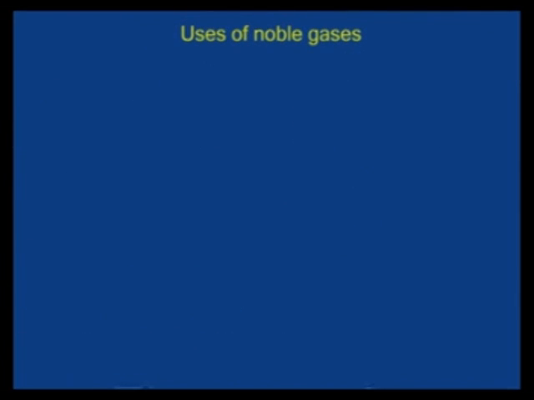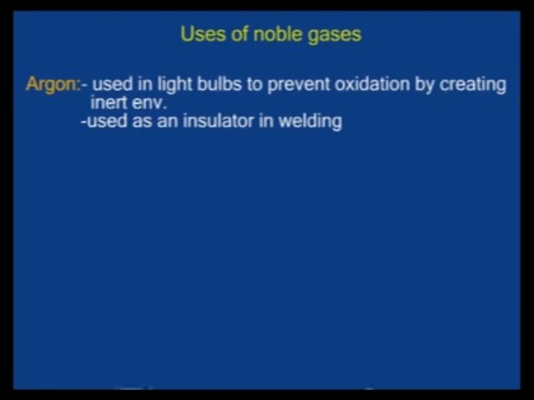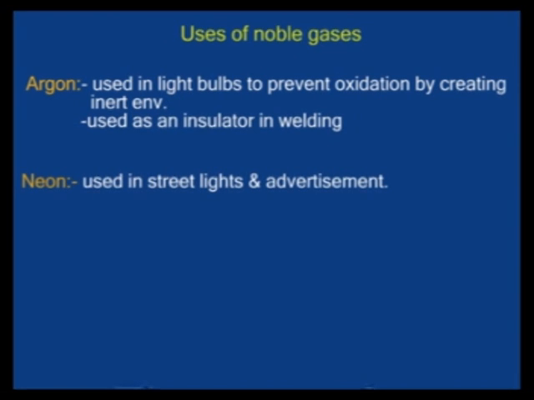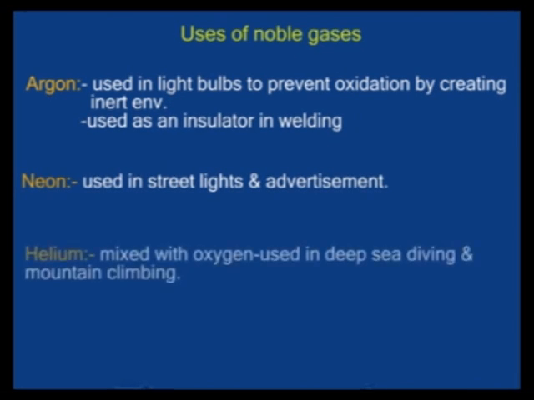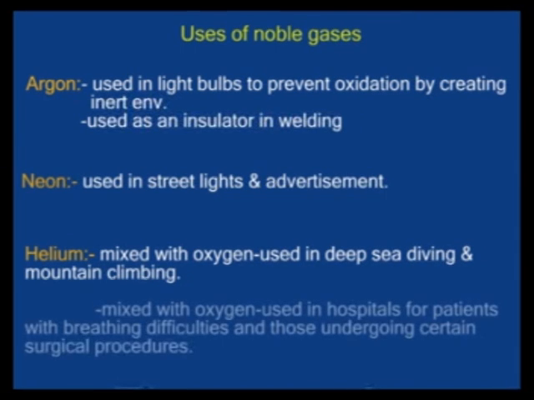So what are some of the uses of these noble gases? Argon is used in light bulbs to prevent oxidation by creating an inert environment. Argon is used as an insulator in welding. Neon is used in streetlights and advertisement. Helium, when mixed with oxygen, is used in deep-sea diving and mountaineering. Also, it's used in hospitals for patients with breathing difficulties and those undergoing certain surgical procedures.